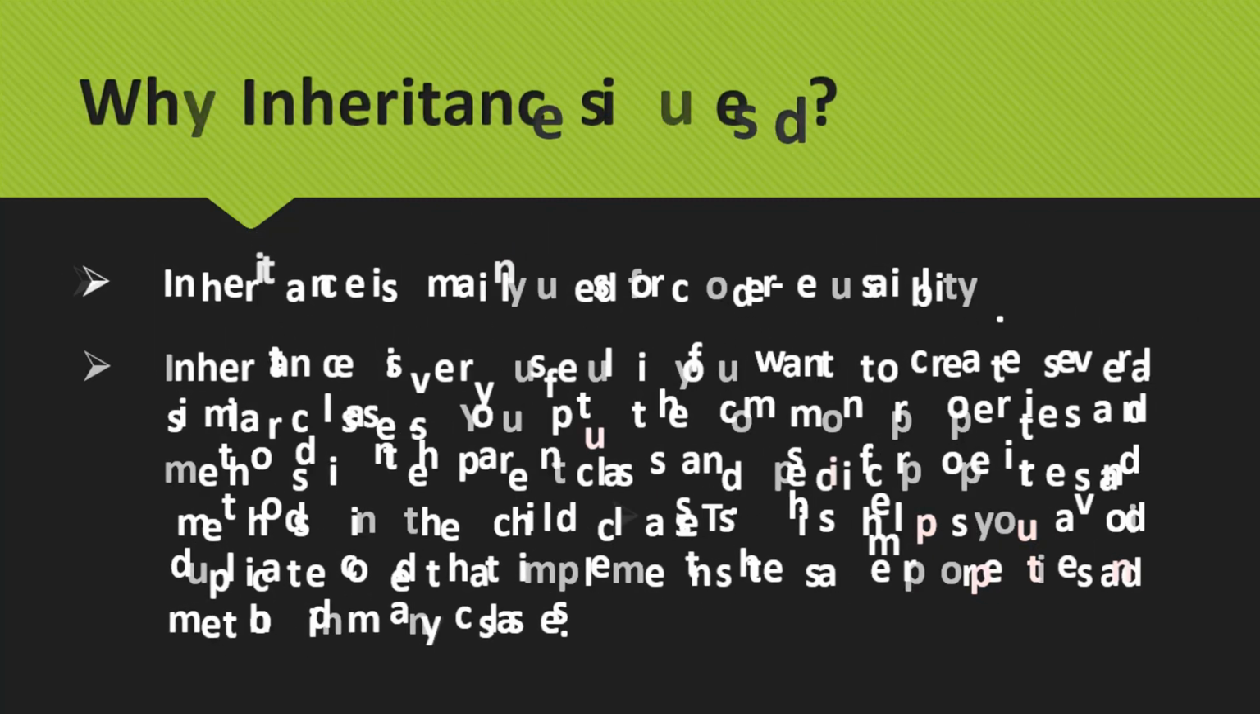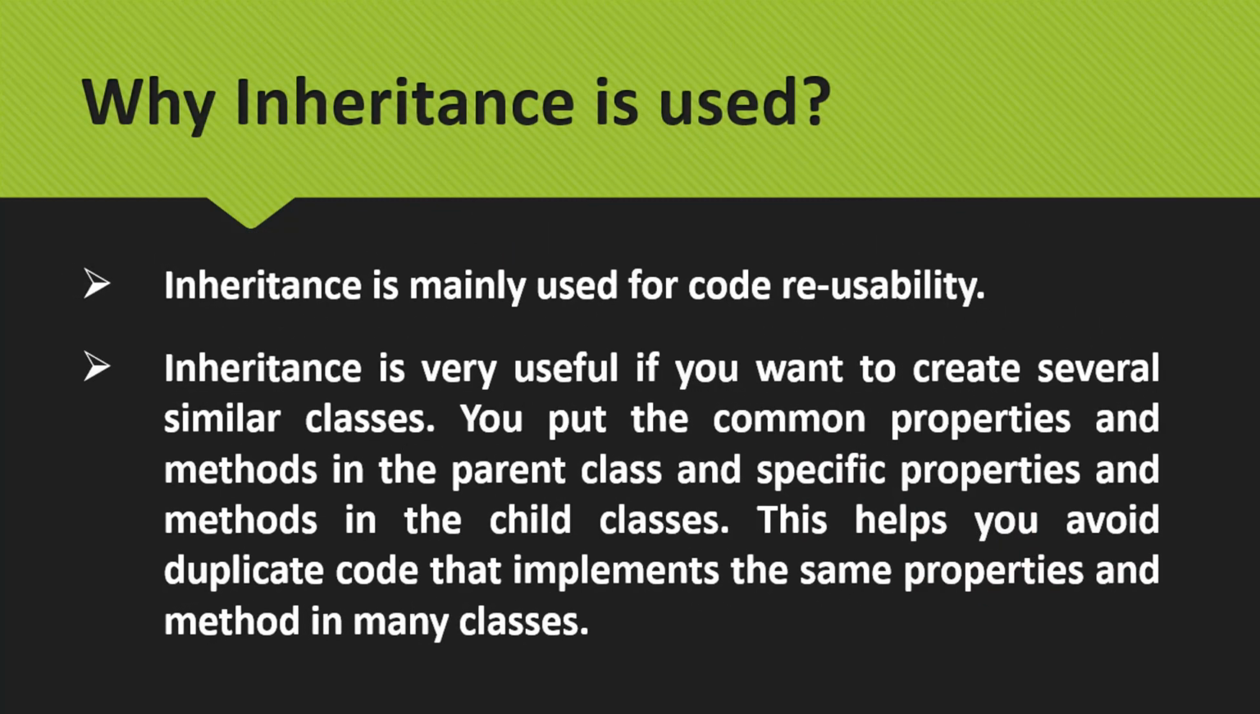Now, why is inheritance used? Inheritance is mainly used for code reusability. It is very useful if you want to create several similar classes. You put the common properties and methods in the parent class and specific properties and methods in the child classes. This helps you avoid duplicate code that implements the same properties and methods in many classes.